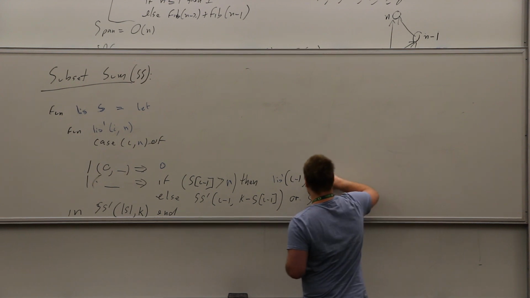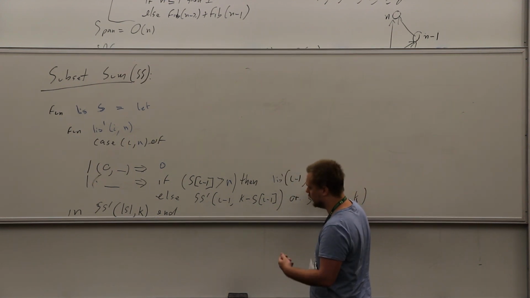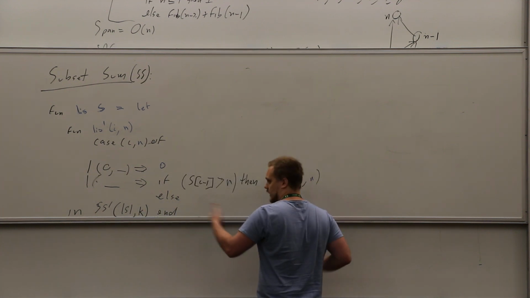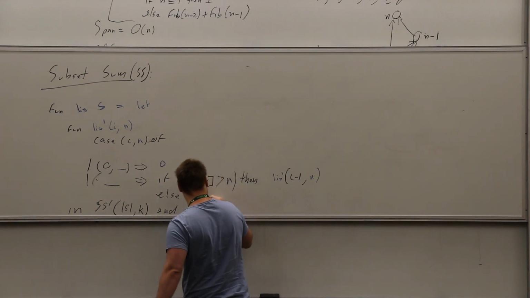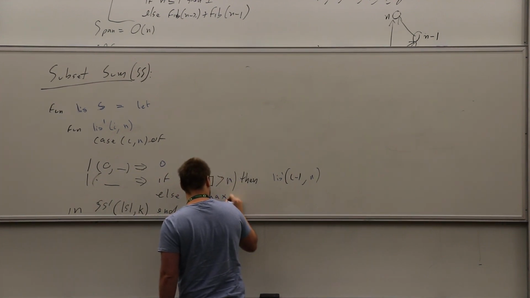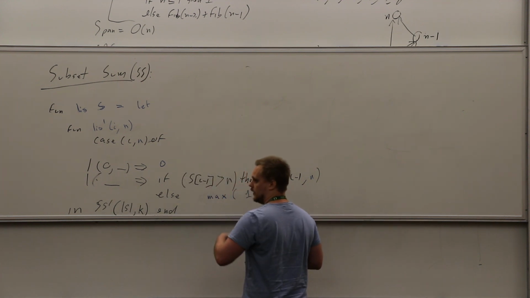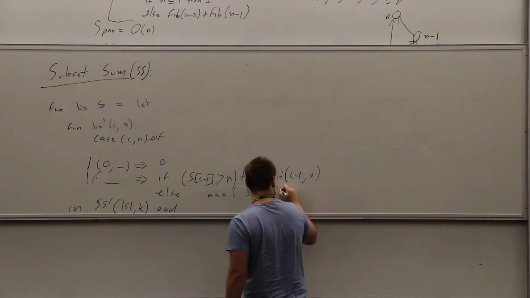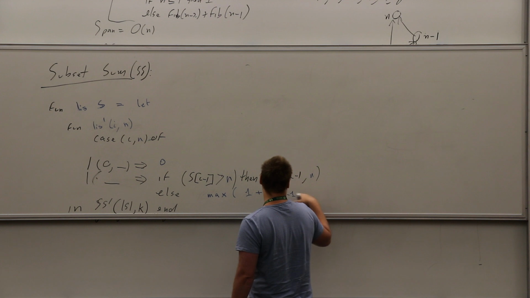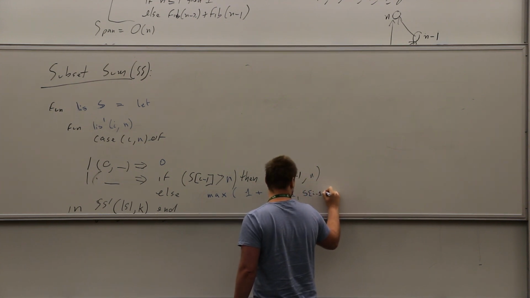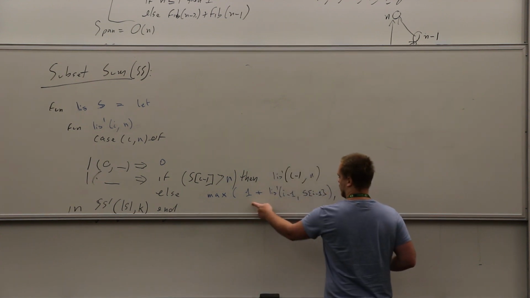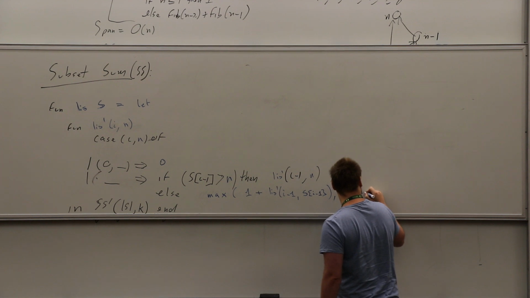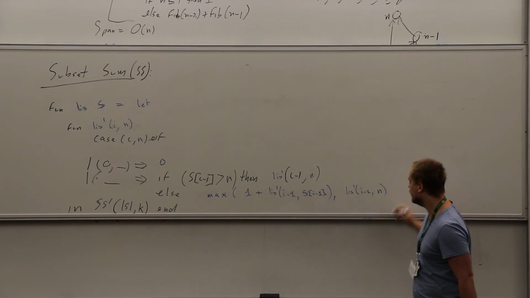So S prime of i minus 1, keeping the same n. In the other case, we have two choices: we could either take that element as part of our sequence or not. So we return the max. If we take it, our sequence increases by 1, and we call this recursive function with i minus 1, and now the last element we picked is not n but the element at i minus 1. The other case is we didn't pick it, so we don't add 1, but we keep our last element picked as n.